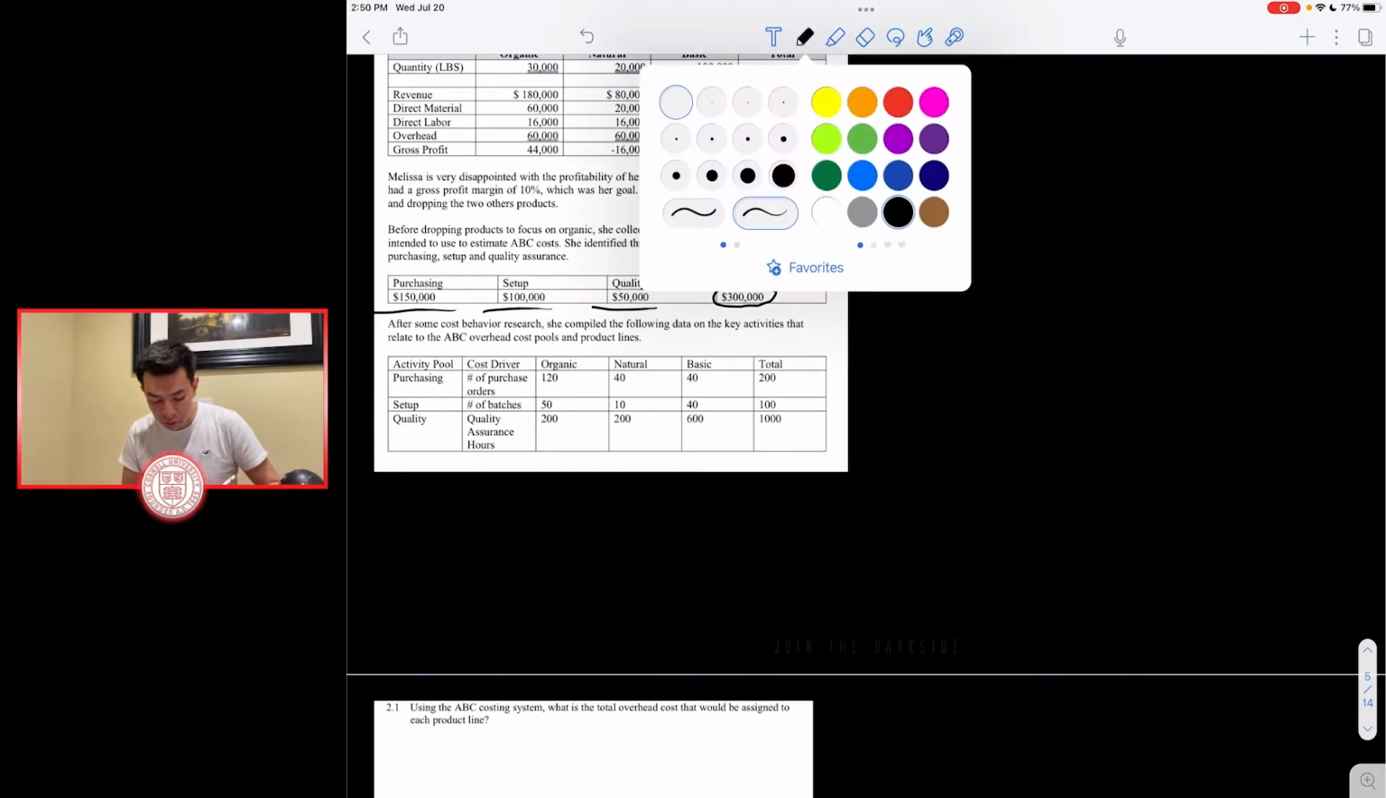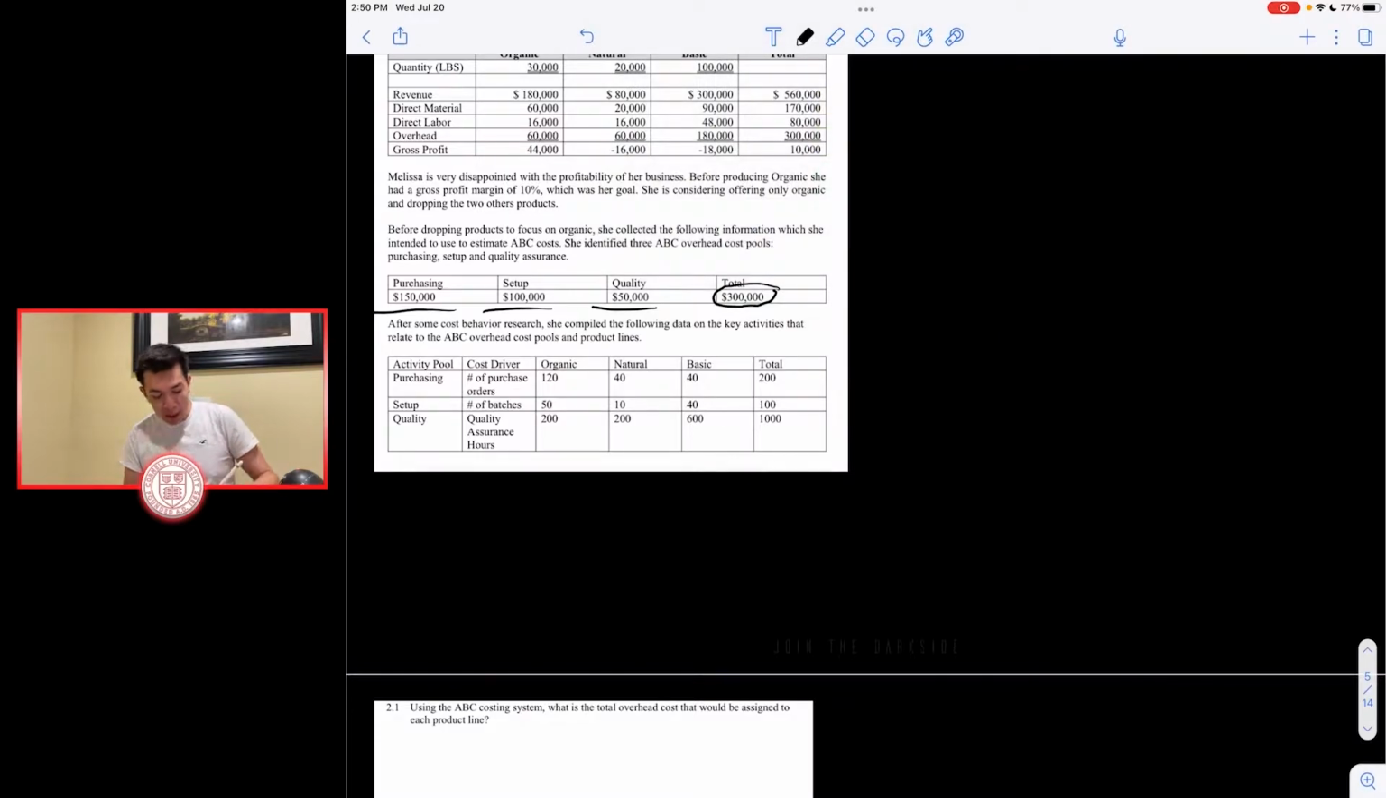So our first step is we are going to take the total number of purchasing orders, or we're going to take the cost of purchasing, dividing it by the amount of purchasing orders, which is going to get us, I believe it's going to be 75, but I just want to double check here. It's 750, I was off. So we get 750. So this is the cost per purchasing order.